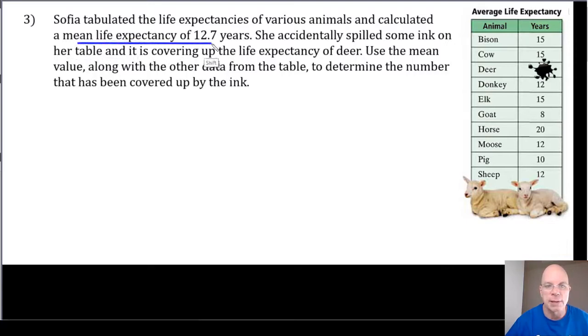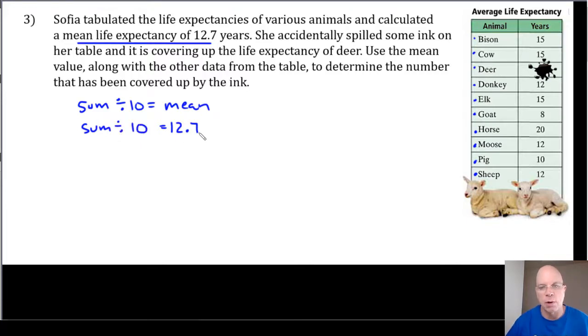So we know the mean life expectancy of the animals is 12 7/10 years. Let's see how many animals we have. There's 1, 2, 3, 4, 5, 6, 7, 8, 9, 10 animals. So mean is average. So if we could find the sum of all the life expectancies by adding all these up, and we could divide by 10, that would give us the mean. Well, we know the mean is 12 7/10. So you just have to think, what number would you be dividing by 10 to get 12 7/10?